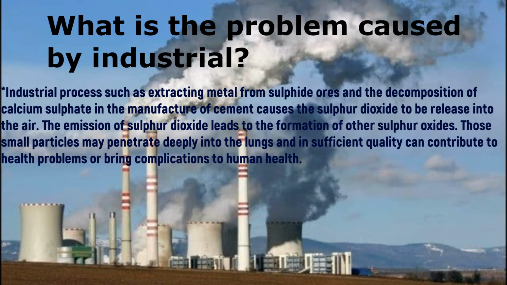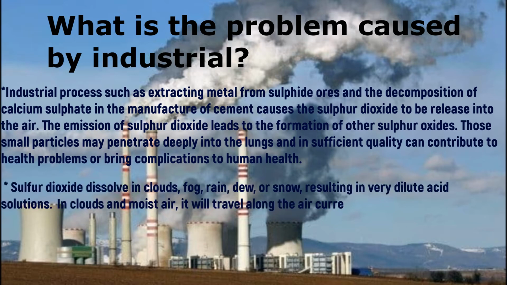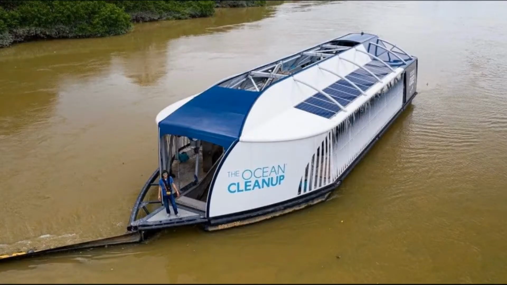The emission of sulfur dioxide leads to the formation of sulfur oxides. Those small particles may penetrate deeply into the lungs, and in sufficient quantity can contribute to health problems or bring complications to human health. Sulfur dioxide dissolves in clouds, fog, rain, dew, or snow, resulting in very dilute acid solutions. In clouds and moist air, it will travel around on air currents until it is deposited as acid rain.